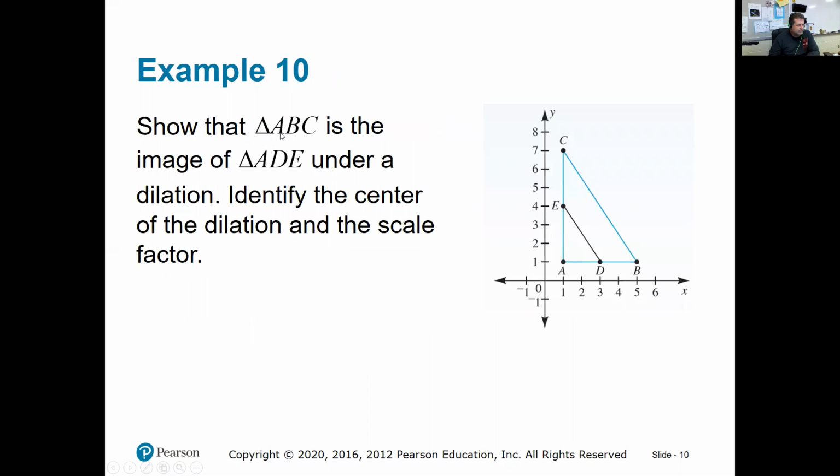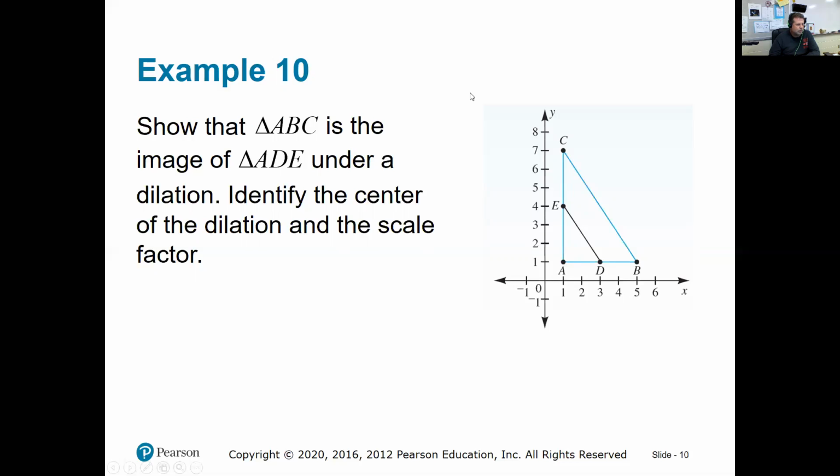Show that ABC is an image of ADE under a dilation. Identify the center of the dilation. Okay, so if you look at A to D and A to B, notice ABC is an image of ADE. So we're talking about how ABC is coming from ADE.